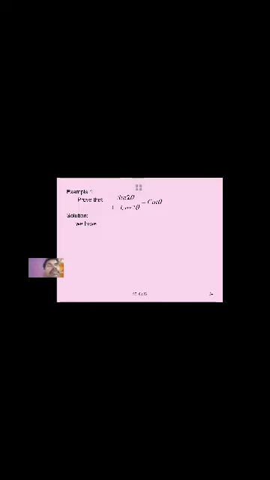Prove that sin 2 theta by 1 minus cos 2 theta equals cot theta. Take LHS. In place of cos 2 theta, we can write 1 minus 2 sin square theta, and after expansion we get cot theta. So this is the RHS.